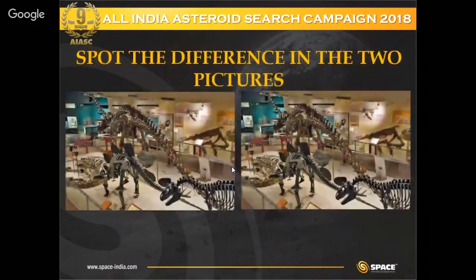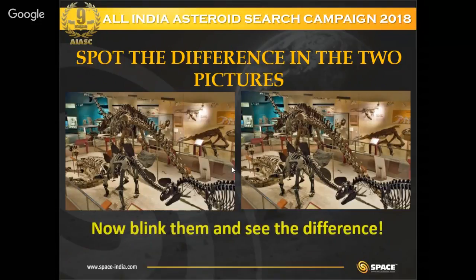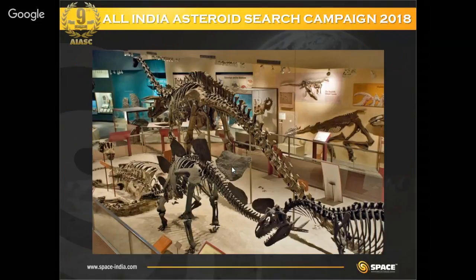Now, here are two pictures. We are actually learning how we find the asteroid. What does this software do? So here are our two pictures. If I give you 5 seconds and ask, can you find 10 differences in these two pictures? Most of you might not be able to find them in 5 seconds. But if I simply blink these images like this.